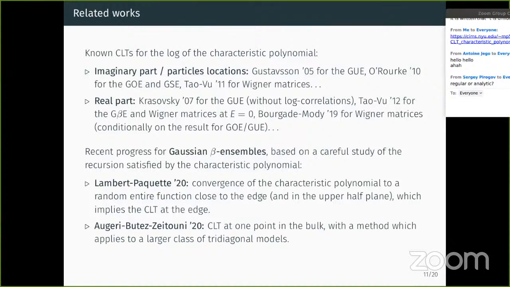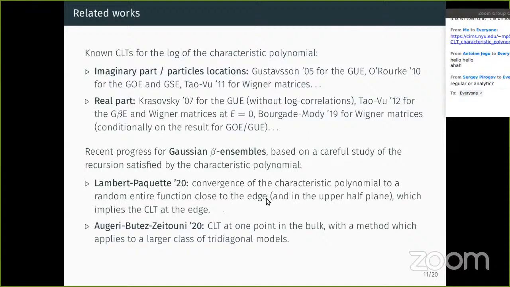Okay, and finally, the two most relevant papers for this talk: there are two papers who also studied the characteristic polynomial of Gaussian beta ensembles recently. Actually there are two of them by Lambert and Paquette, both in 2020. The method used in these papers is that the characteristic polynomial, because of the tridiagonal representation of Gaussian beta ensembles, satisfies a recursion. So the whole purpose of these papers is to study carefully this recursion to deduce results on the characteristic polynomial.